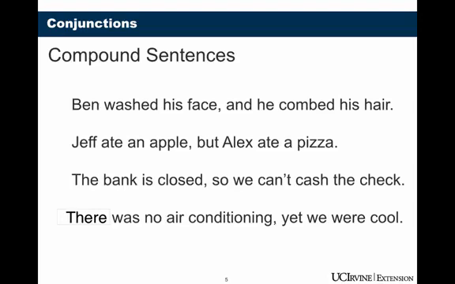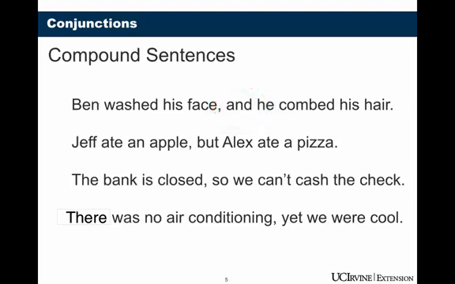Now let's look at compound sentences. Here we're using conjunctions to join 2 sentences instead of 2 words. In the first sentence, Ben washed his face and he combed his hair. Our first sentence, or independent clause, is Ben washed his face. The other independent clause is he combed his hair. Both of those are simple sentences and they could stand alone by themselves. But we're joining them to make a compound sentence, and we use the conjunction and. When we join 2 independent clauses with and, we must put a comma in front of and.